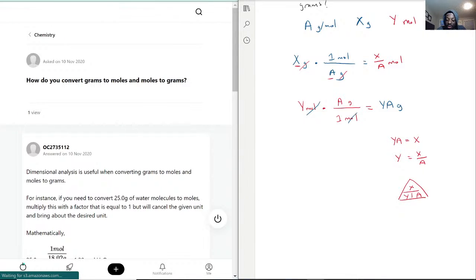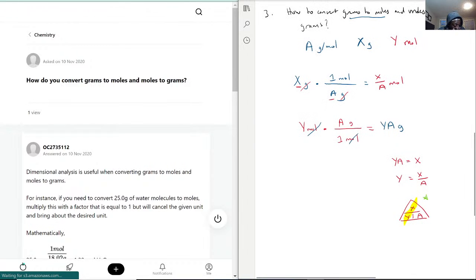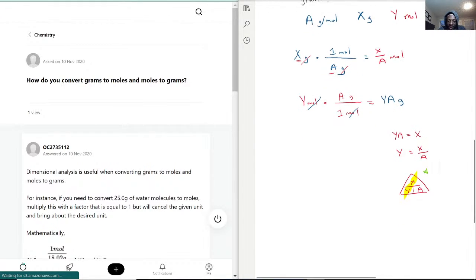Whichever one you're solving for, you work through the other two. For example, if you wanted the molar mass, it would be x over y. If you wanted the moles, it would be x over a. And if you wanted the grams, it would be y times a. So this is the relationship triangle. If you were ever confused, hopefully we addressed how to convert between each of these.